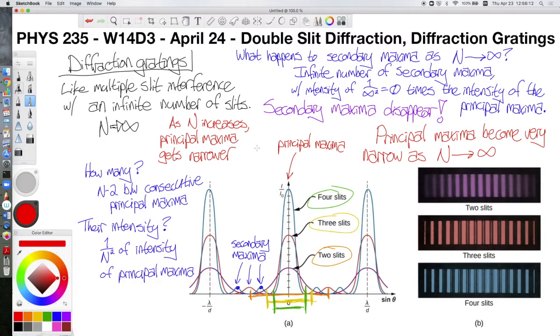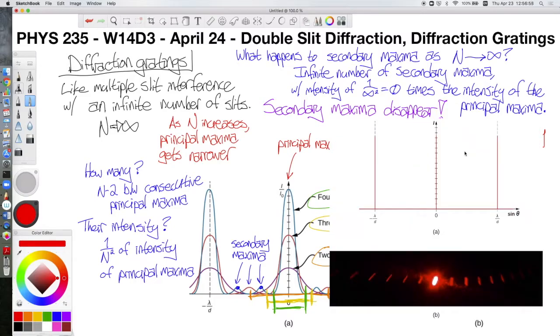So what we actually get when we use a diffraction grating is an evenly spaced series of very, very narrow bright spots with no secondary maxima in between. So what we actually get for an intensity graph is something that looks a lot like the image I've just dropped onto the screen right here. We have very, very tall, very, very narrow peaks for our central maxima, and we have nothing in between. Our secondary maxima have disappeared. And then at the very bottom, in part B of this image, we see what the actual image on the screen would look like. These bright spots in this image are much smaller, narrower, than the bright spots that we got from the double slit experiment, which were kind of smeared out a little bit.